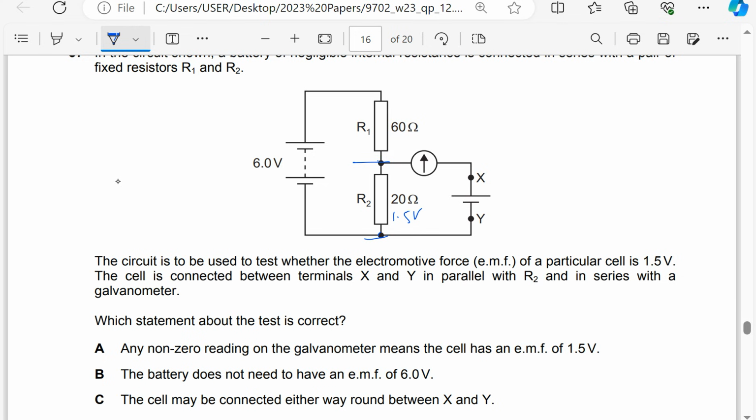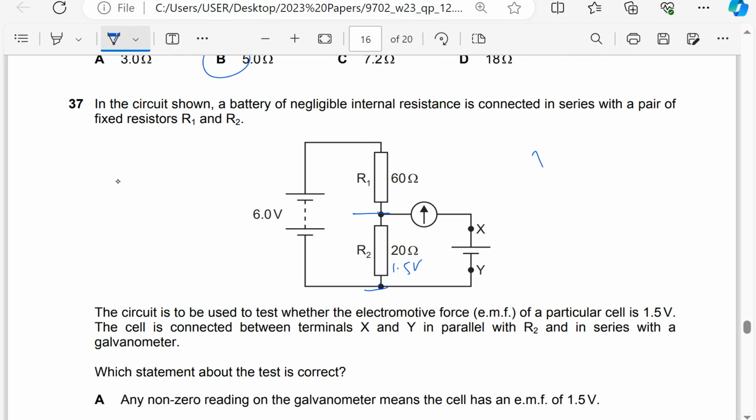Which statement about the test is correct? I'm saying if the test is to be correct, the PD across R2 should be 1.5, which will be 20 divided by total resistance, which is 80 times 6, which should be 1.5. The PD across XY is equal to 1.5.